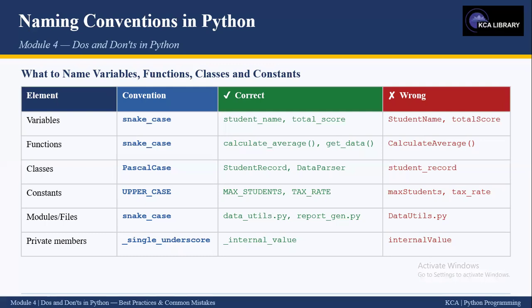A variable name should always be descriptive. For example, user_age is much better than just x. Clear naming reduces the need for excessive comments and makes the logic self-explanatory.